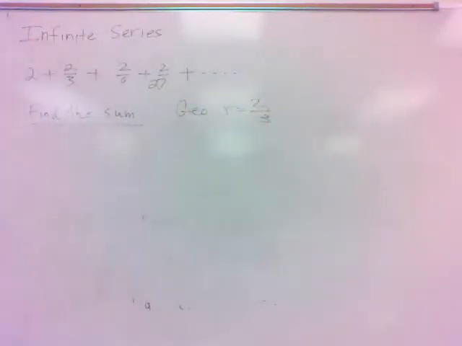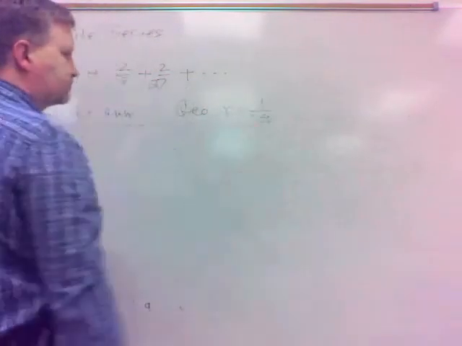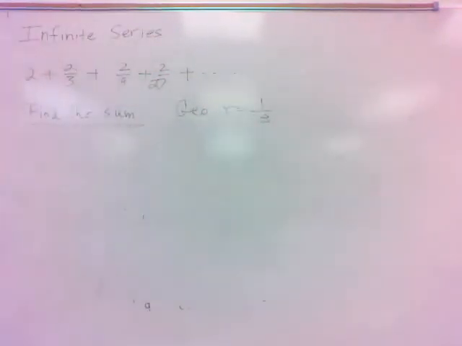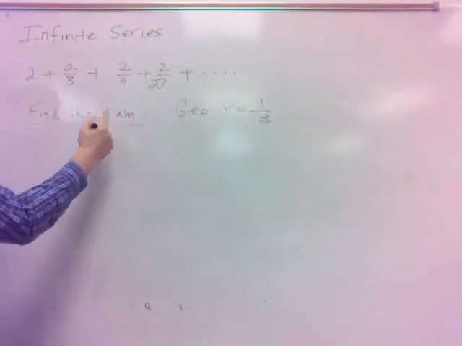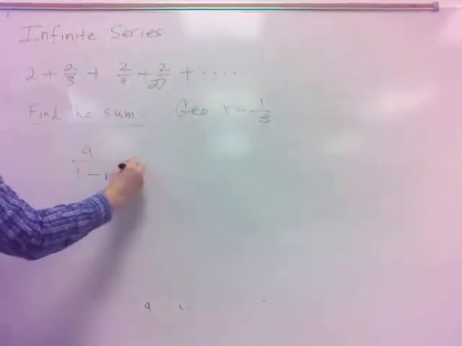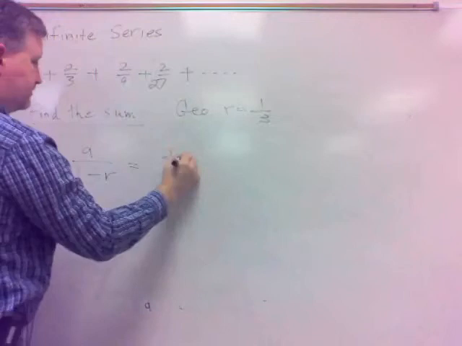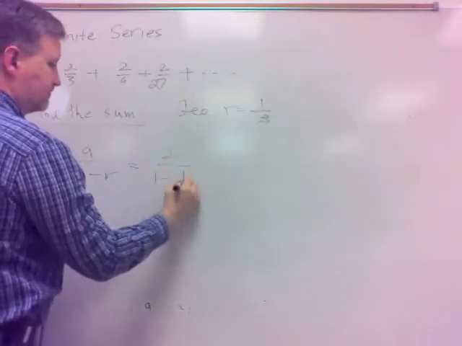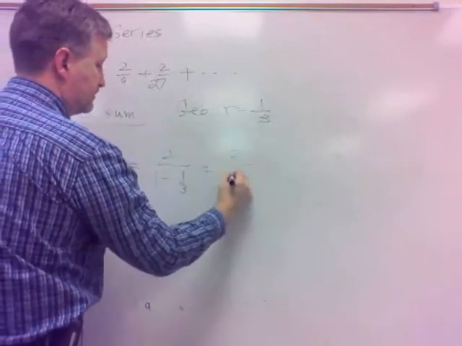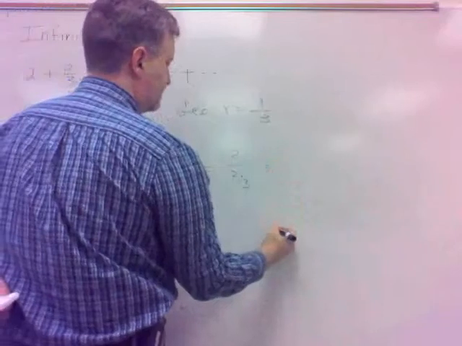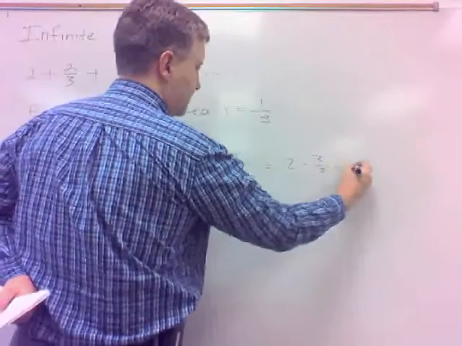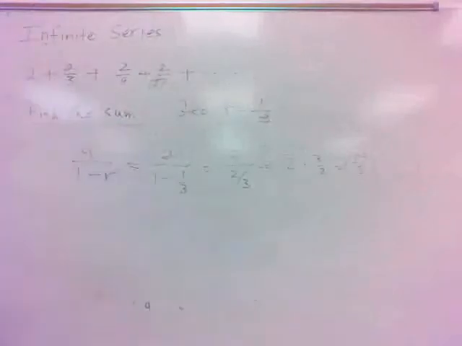R equals 2/3? Huh? 1/3. Yes, thank you. That's a big jump there. Thank you. R is 1/3. So the sum is going to be A over 1 minus R. The first term is 2. R is 1/3. So it's 2 over 2/3, which is 2 times 3/2, which is 3. The sum just turns out to be 3.